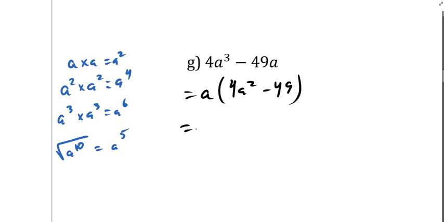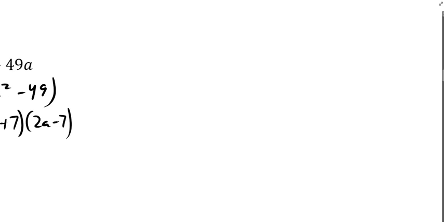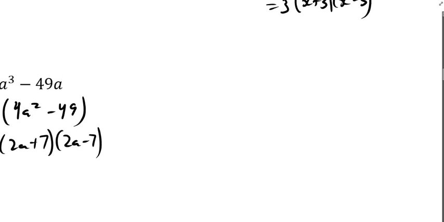And what is left in the brackets there? A difference of squares. 4a squared and 49, it's two of them, it's the difference between them. So I factor that. Any questions so far? No? Okay, we're just going to do a couple more quick examples because I want to make sure everybody's got this. So you can do this one on your own. Okay, do that one.